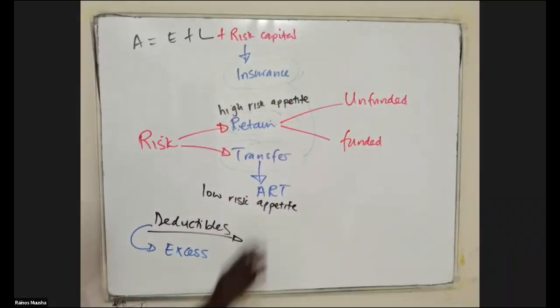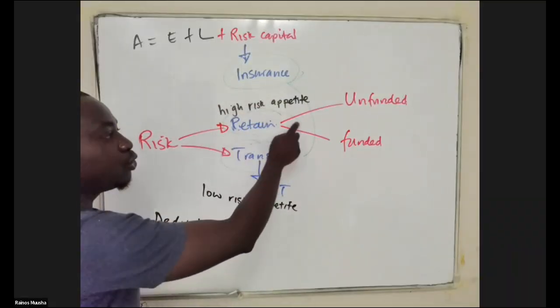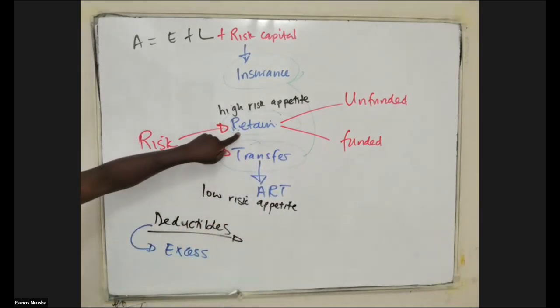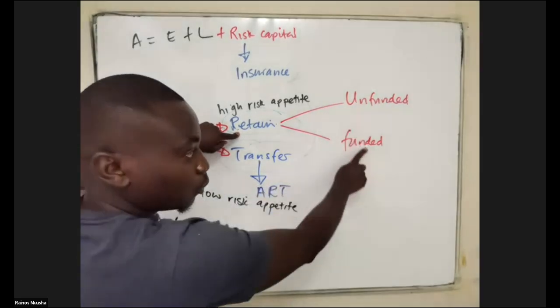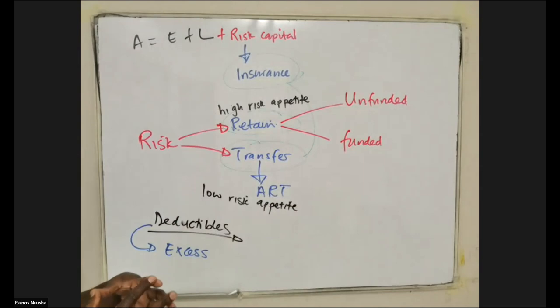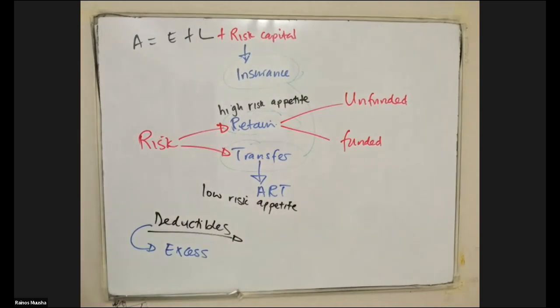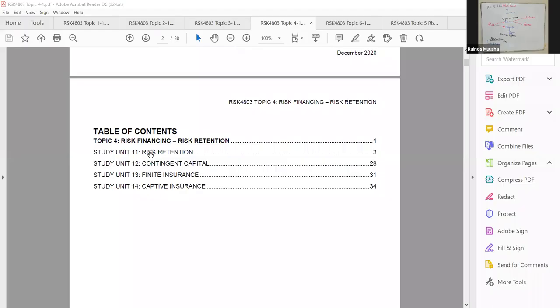On topic four, how do you check your capacity to achieve the risk retention? Whether you go the unfunded route or the funded route, how do you ensure that you do have the capacity to achieve this risk retention? That's basically what you're going to be covering in topic four, which is study unit 11. In study unit 11, we're going to analyze risk retention in detail and how you check your organization to ensure that you do have the capacity to go the risk retention route.